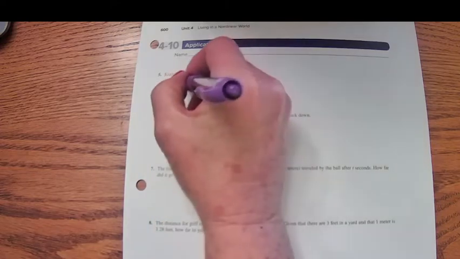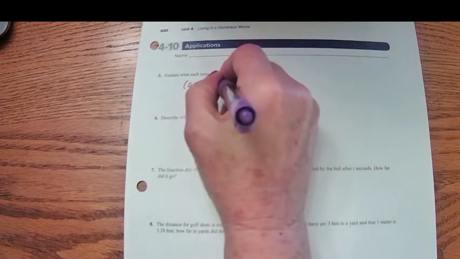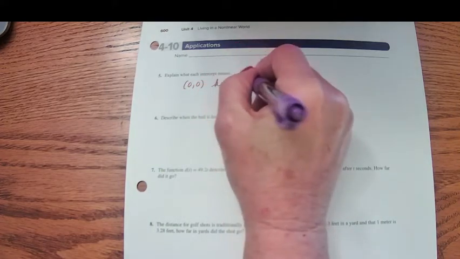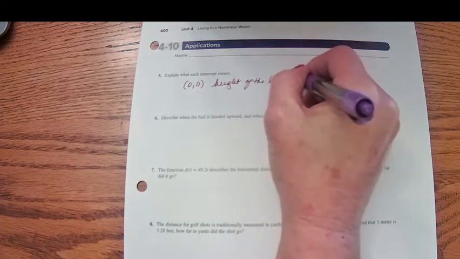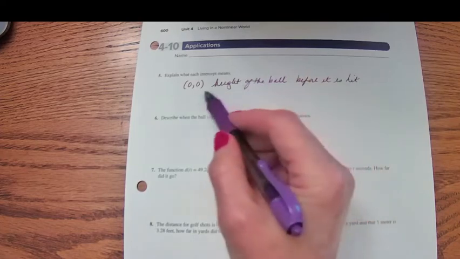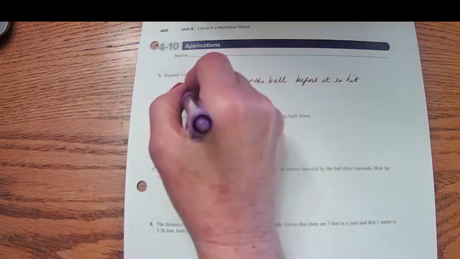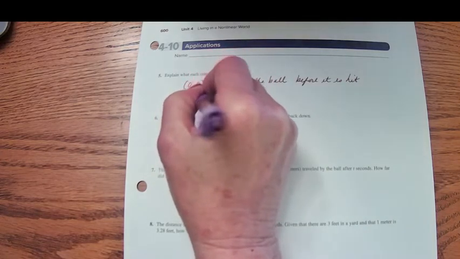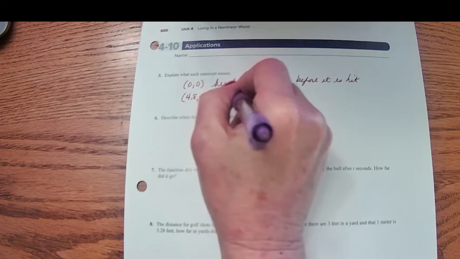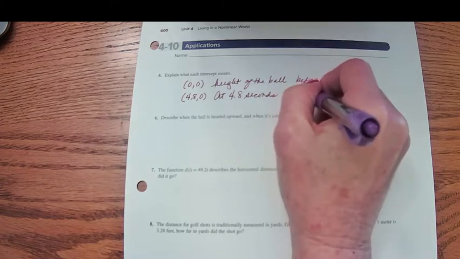What do each of the intercepts mean? Okay, so the point 0, 0, that's the X-intercept and the Y-intercept, that is the height of the ball before it is hit, the moment before it is hit, or exactly when it is hit. That means time is 0 and height is 0. And then 4.80, that means at 4.8 seconds, the height of the ball equals 0.